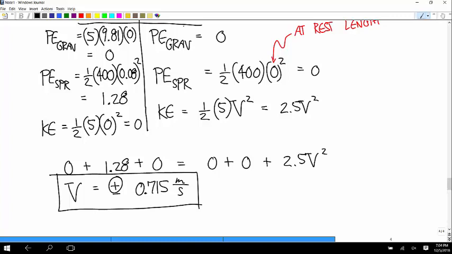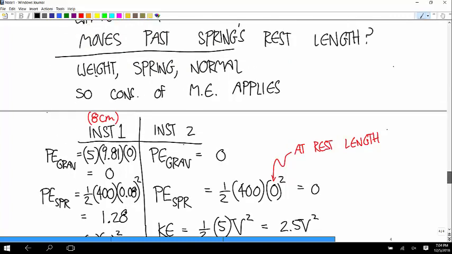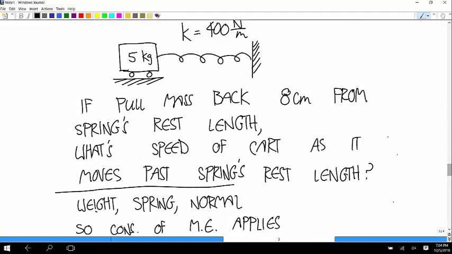Any questions about that? Oh, the 0.08 is, it says that you pull it back 8 centimeters from its resting length, and 8 centimeters is 0.08 meters.